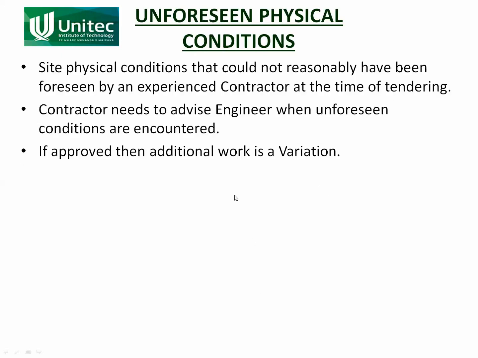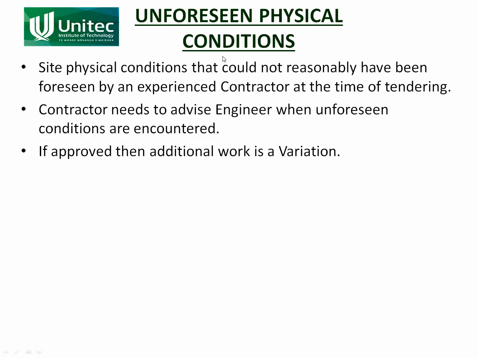The other thing covered by this section is unforeseen physical conditions. This is a way of determining if a variation is the responsibility of the contractor or the principal. Site physical conditions such as rock or exceptionally heavy rain that could not have been reasonably foreseen by an experienced contractor at the time of tendering are regarded as unforeseen physical conditions.